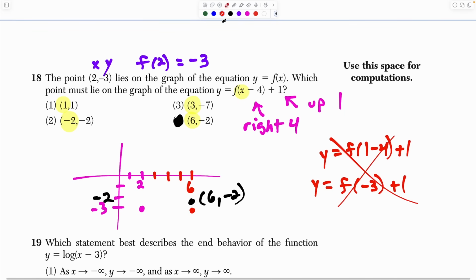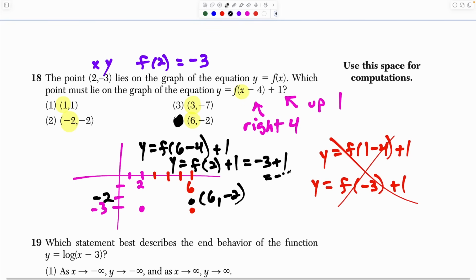But by the time I get to choice 4, notice when I plug in x equals 6, I get y equals f of 6 minus 4 and then plus 1. And that gives me y equals f of 6 minus 4 is 2, and I write my plus 1, and f of 2 is negative 3. And then negative 3 plus 1 gives us the negative 2 that we need. So choice 4 is definitely it.